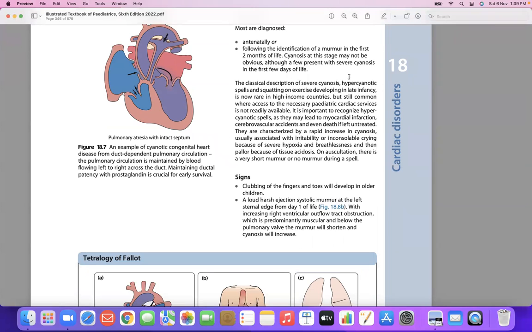And you should know about the hypercyanotic spells. Severe cyanosis, hypercyanotic spells, and squatting on exercise developing in late infancy is now rare in high income countries, but still common.